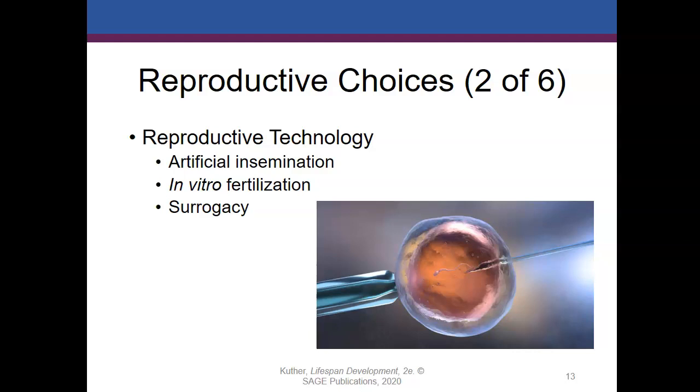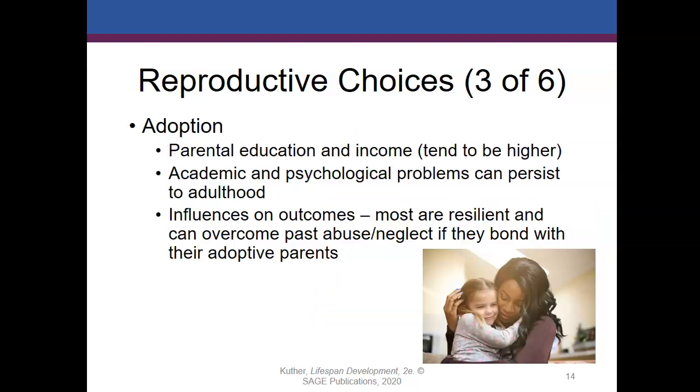Parents can also turn to surrogacy, in which a surrogate is impregnated and carries a fetus to term, agreeing to turn the baby over to a woman, man, or couple who will raise the child. Adoption is another option for prospective parents.